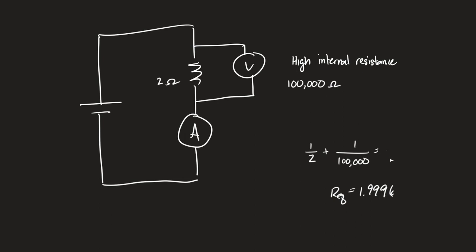Now, an ideal voltmeter has infinite resistance. An ideal voltmeter would have infinite resistance, meaning it will draw no current and not affect your circuit at all. There are no ideal voltmeters.